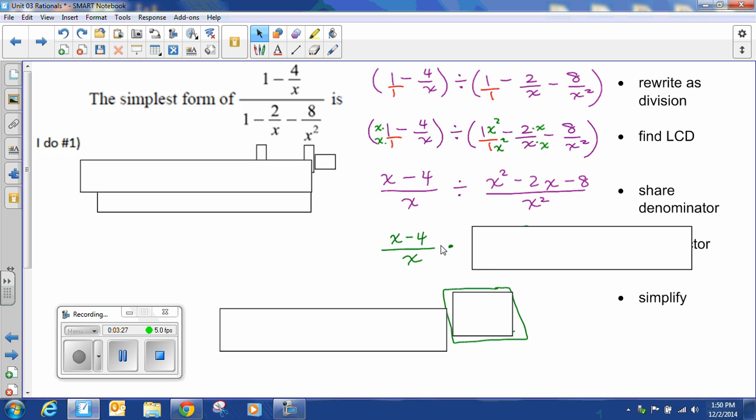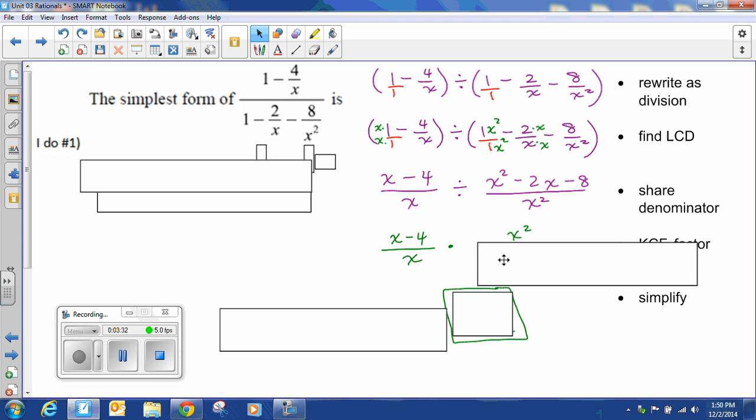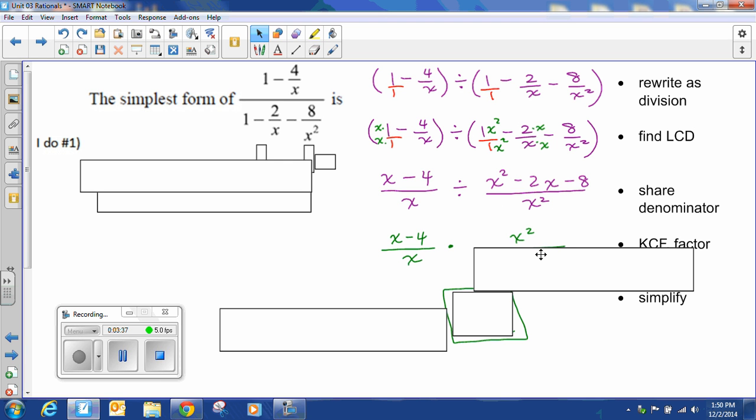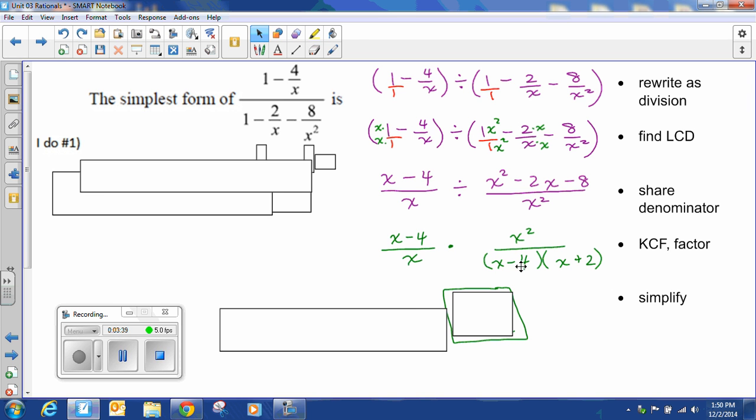We'll change division to multiplication, and then finally we will reciprocate this, and within the same step I'm going to factor this trinomial, giving us x minus 4 times x plus 2. And as you can see, the x minus 4 cancels with the x minus 4, and the x cancels with one of the x's up here, and therefore the remaining numerator is x and the remaining denominator is x plus 2, so our final answer is x over x plus 2.